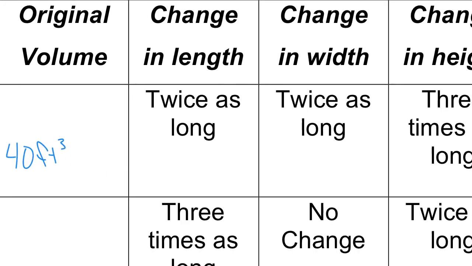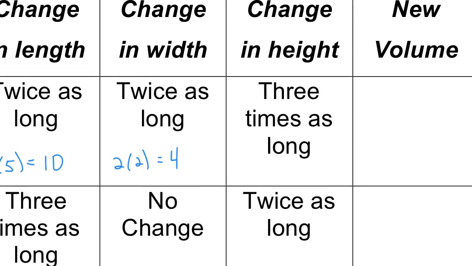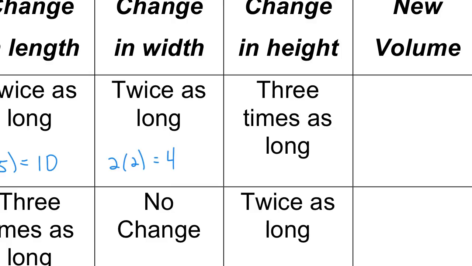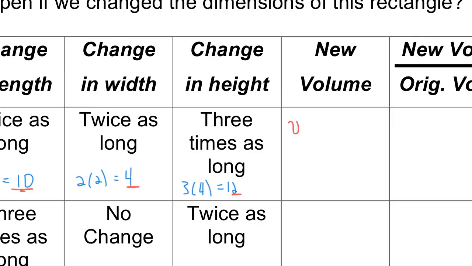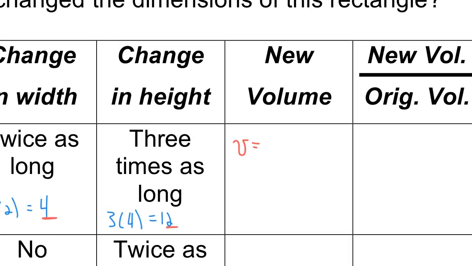So I'm going to double my length. So 2 times 5 gives me a new length of 10. I'm going to make the width twice as long, so that'd be 2 times the 2. So now it's 4. And then the change in height is 3 times as long, so 3 times the height, 4, now gives me 12. Now these are my new length, width, and height, so I'm going to use those to find my new volume. So volume equals, we have 10 times 4 times 12. If you multiply that out, you get 480.